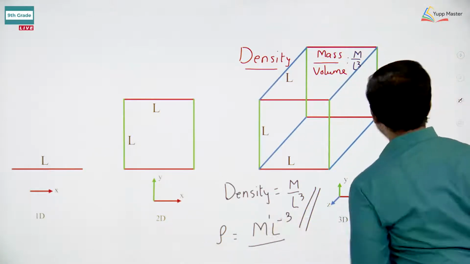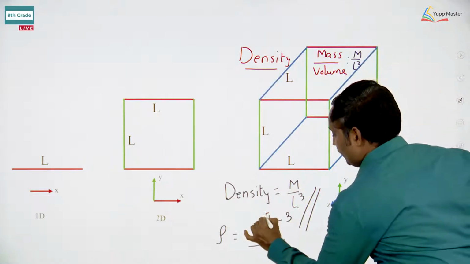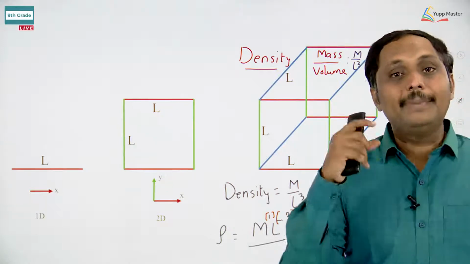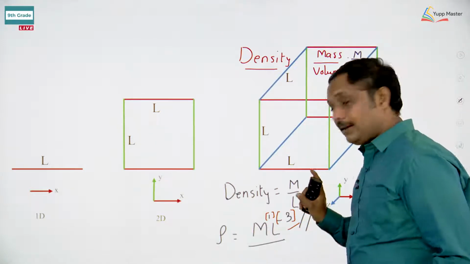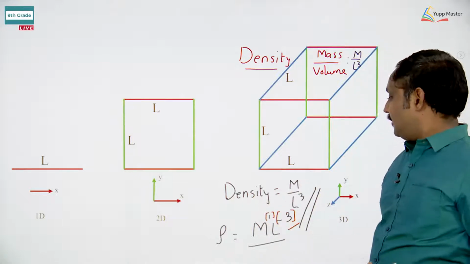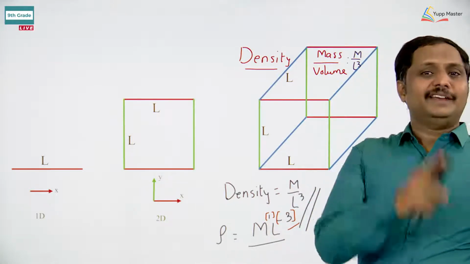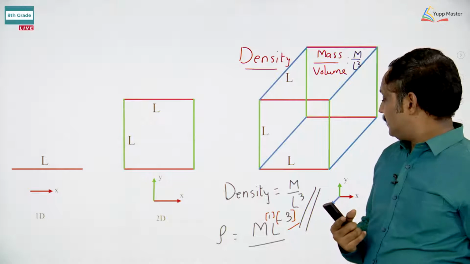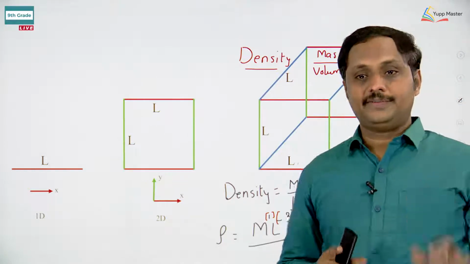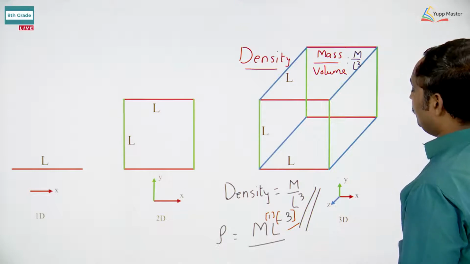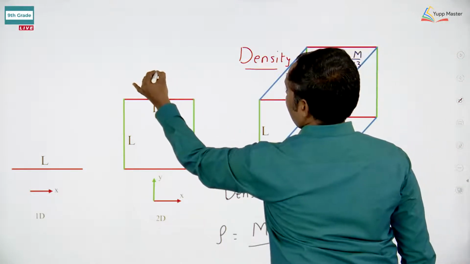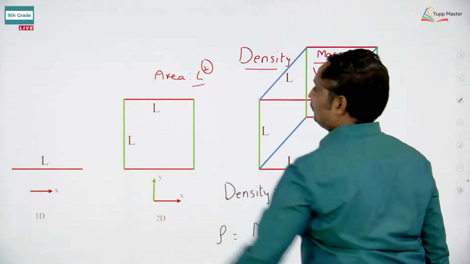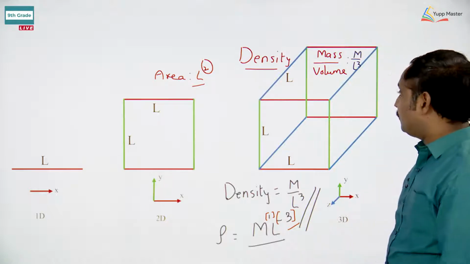Now you will take m to the power 1 and L to the power minus 3. These are the dimensions of the base quantities. For mass it is going to be 1. For length it is going to be minus 3. It is very clear. So the dimensions may be positive or negative, or it may be 0 also. Sometimes you can get this one also. Now if you take area, that is L square, the dimension is 2. It is very clear. Now let us go for another one.